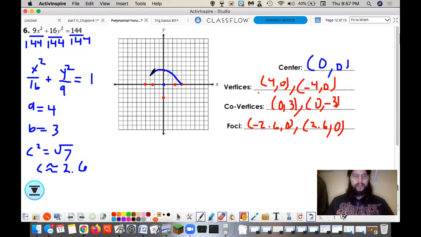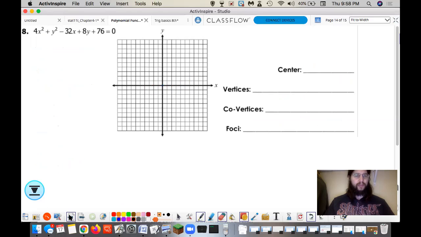Graph it slightly decently. That's pretty terrible, whatever. And then let's see what's next. Okay, beautiful.